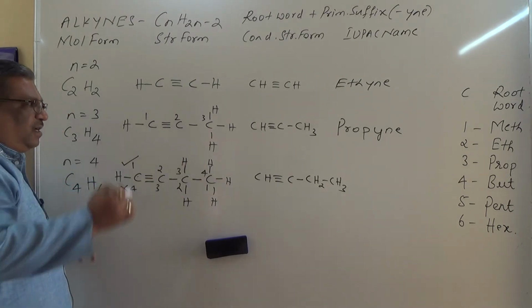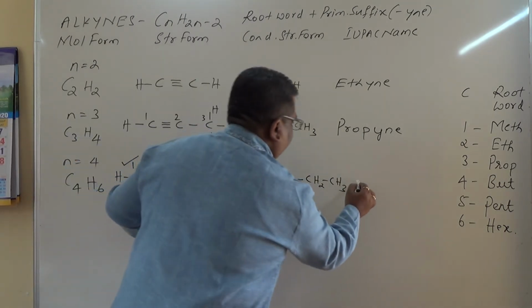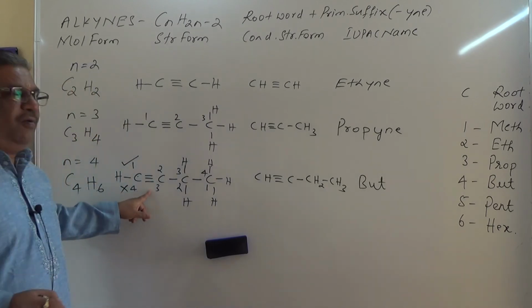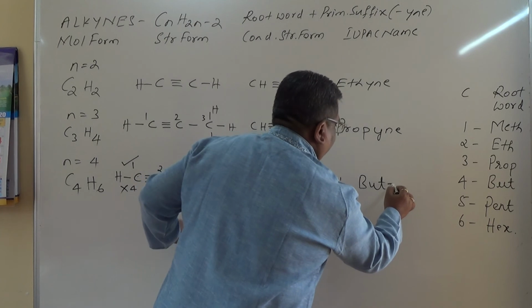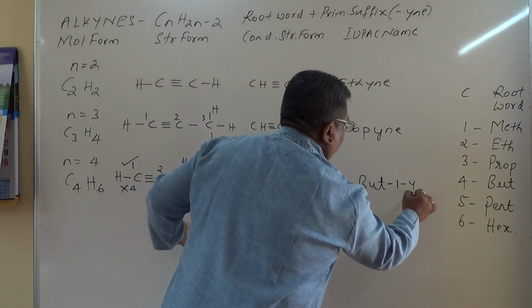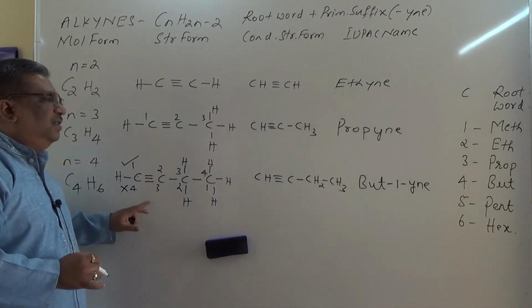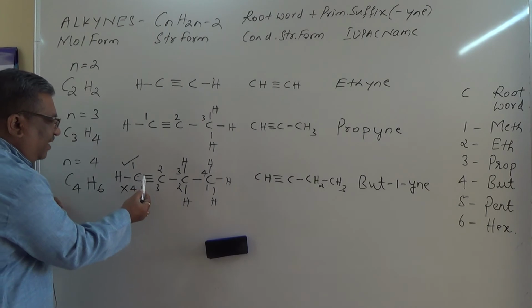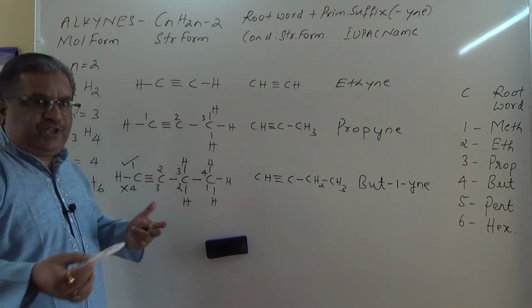So how do you read this compound now? 1, 2, 3, 4, but is the root word, but. Triple bond yne is attached to the first carbon atom, hyphen 1 hyphen yne. But-1-yne is the name of this compound. So what happens if I change this one to this here? The compound name does not change.